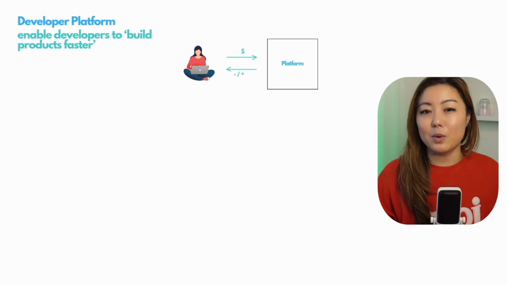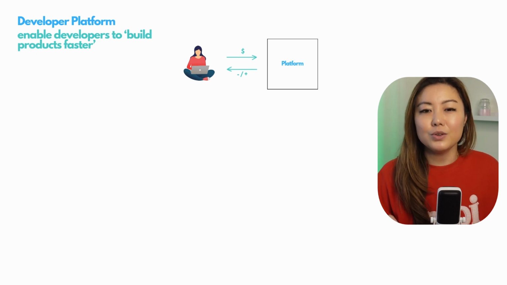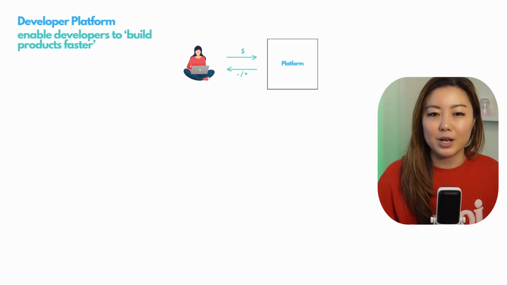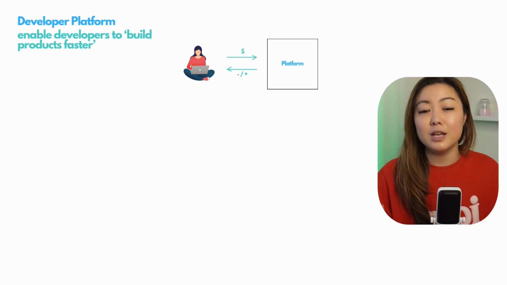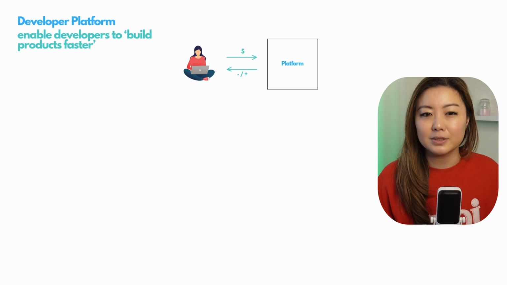Now, there are 3 types of platforms. The developer platform. These are the most intuitive of platforms that enable developers to build products faster. The unique quality here is that you as a product manager have no relationship to the end user. Examples are Twilio, AWS, and Stripe.